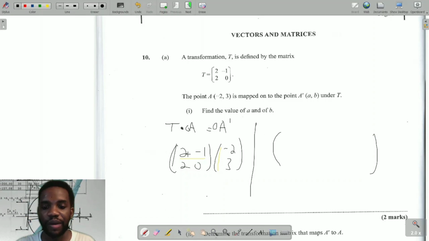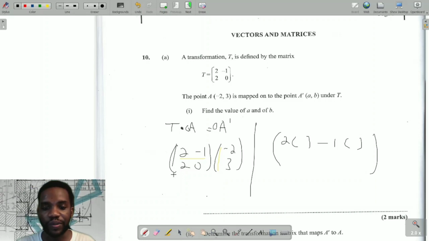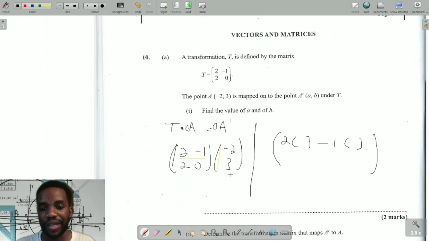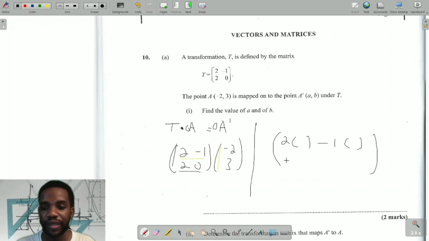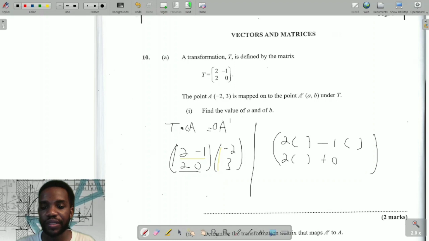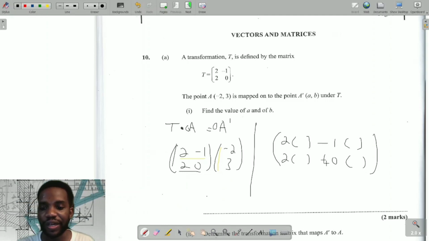To make it easy, I'm going to take the row and put it down. So I'm going to have 2 open bracket, and then of course the second item in the row is -1, so I'm going to have -1 open bracket. I'm going to do the same thing with the second row. Notice that I only wrote this once because you only have one column. The second row is 2, 0, so I'm going to have 2 open bracket plus 0 open bracket. Normally you have a plus sign here, but we don't write plus minus, because whenever you have plus and minus, it's actually negative. That's why we have a minus sign here. And since it's 0 there, we have a plus sign here.